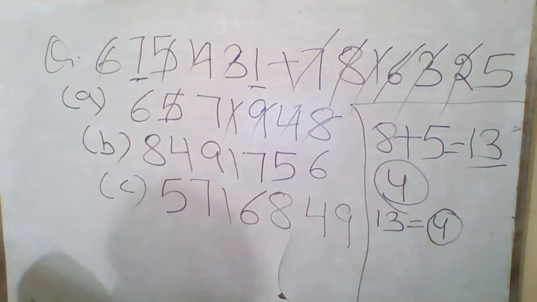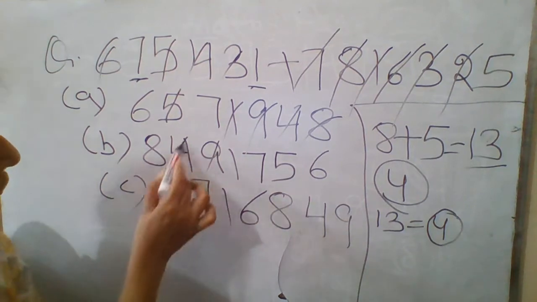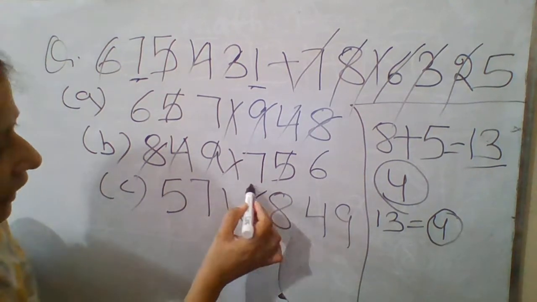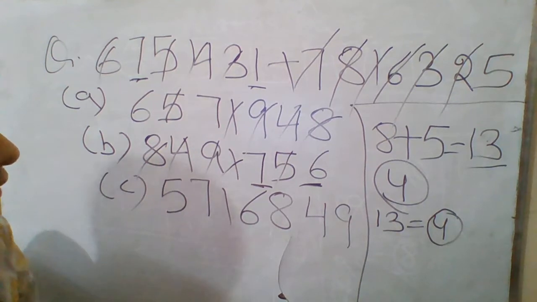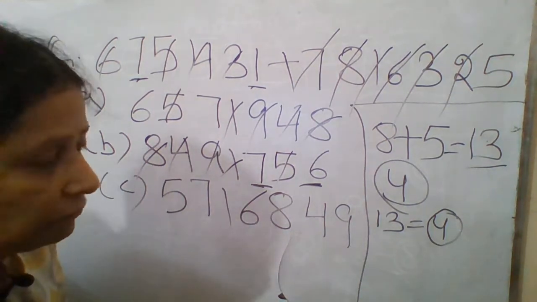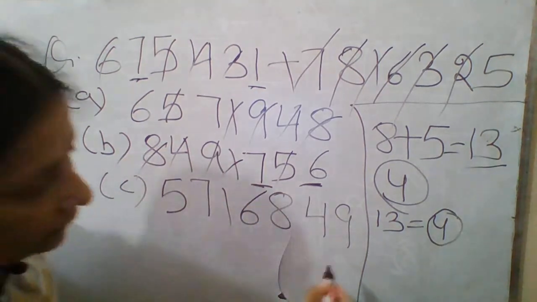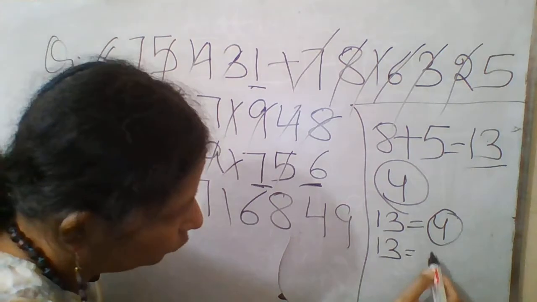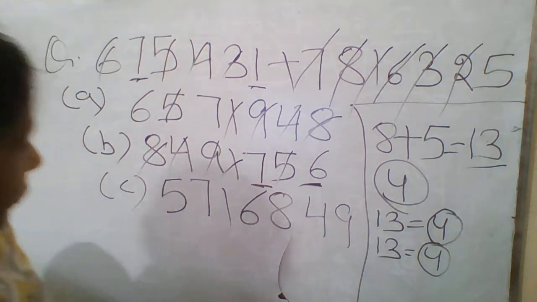In this question, 9 cancel out. 4 plus 5 is 9, cancel out. 8 plus 1 is 9, cancel out. So 7 plus 6 is again 13. See, this is a very important question. When you add this, you will get the DR 4 here only. This is a very important question.